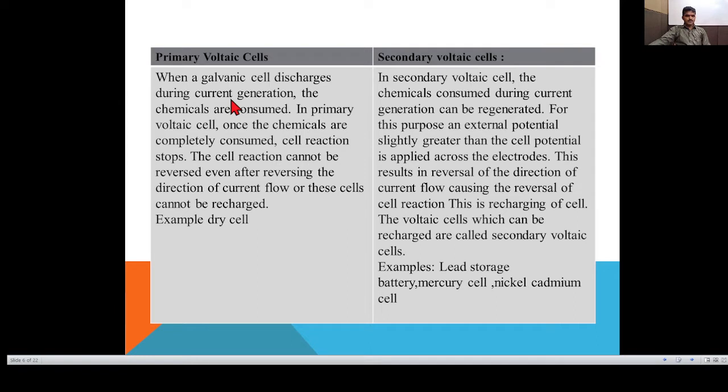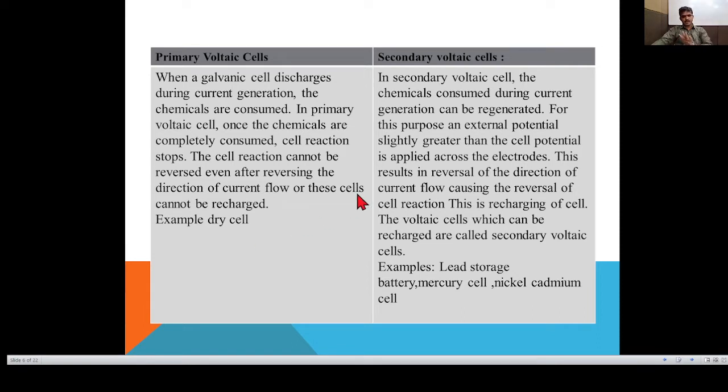Okay, so that is the primary Voltaic cell. The Voltaic cell that cannot be recharged during discharging of the cell. When a galvanic cell discharges during current generation, the chemicals are consumed in a primary Voltaic cell. Once the chemicals are consumed, the cell reaction will be stopped. The cell reaction cannot be reversed even after reversing the direction of current flow, so this cell cannot be recharged.